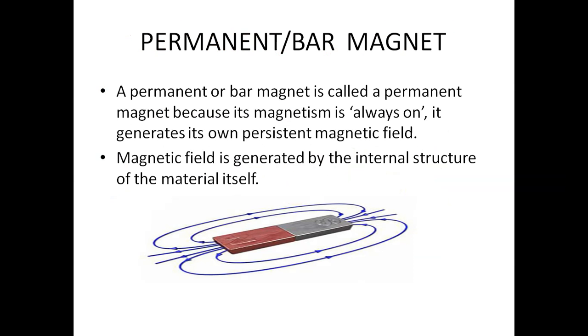Next is what is a permanent or bar magnet. अभी हमने इलेक्ट्रोमैग्नेट में देखा है कि हम इसकी स्ट्रेंथ को चेंज कर सकते हैं, इसकी पोलैरिटी चेंज कर सकते हैं, पोल को चेंज कर सकते हैं, मैग्नेटिक इफेक्ट को खत्म कर सकते हैं। पर जो हमारा परमानेंट मैग्नेट है या बार मैग्नेट है, उसमें जो स्ट्रेंथ है उसको हम चेंज नहीं कर सकते। सो व्हाट इज ए परमानेंट मैग्नेट? The permanent or bar magnet is called a permanent magnet because its magnetism is always on. It generates its own persistent magnetic field.